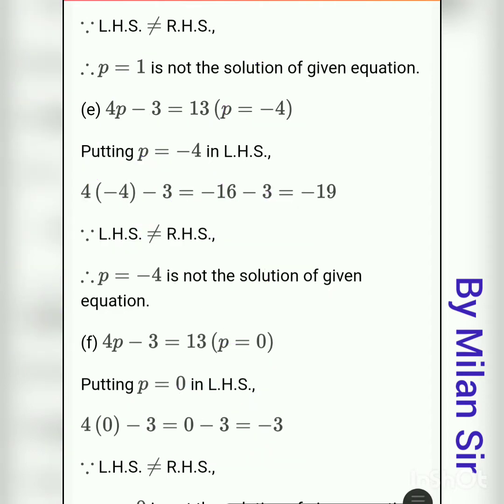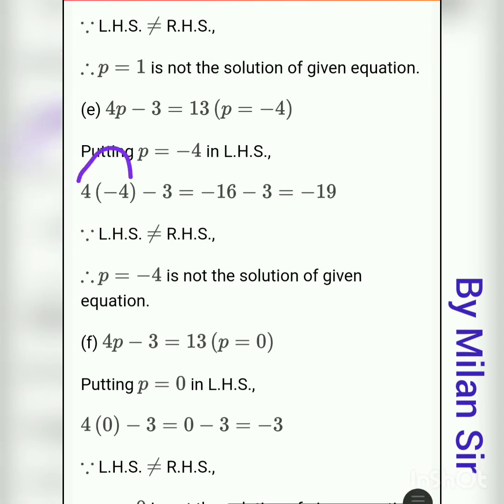What we need to do is, in place of p write minus 4. So here we need to do the multiplication process. Okay students, here we cannot write 4 minus 4 as 0. Here the bracket shows multiplication, so we need to multiply it. 4p means 4 multiplied by p, and we need to put p is equal to minus 4.